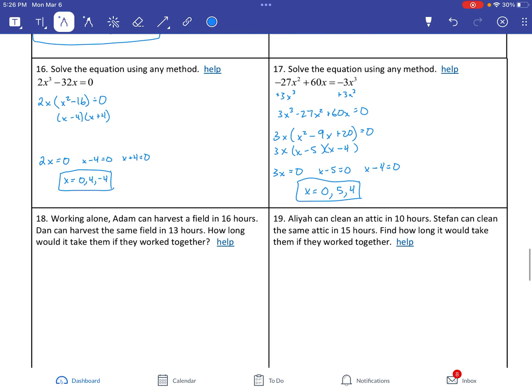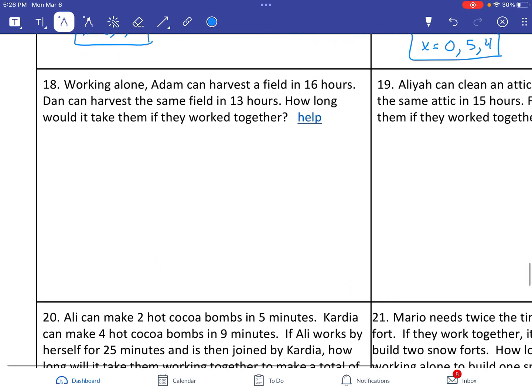Moving on, we have some work problems. Working alone, Adam can harvest a field in 16 hours. So we're dealing with Adam. Again, as I've said before, please label these things so you can organize your information and they're easier to solve. We have Dan. And we have them working together. They're working in a field over time. So Adam can harvest one field in 16 hours. Dan can do the same field in 13 hours. And together, if they did one field, how long would it take them?